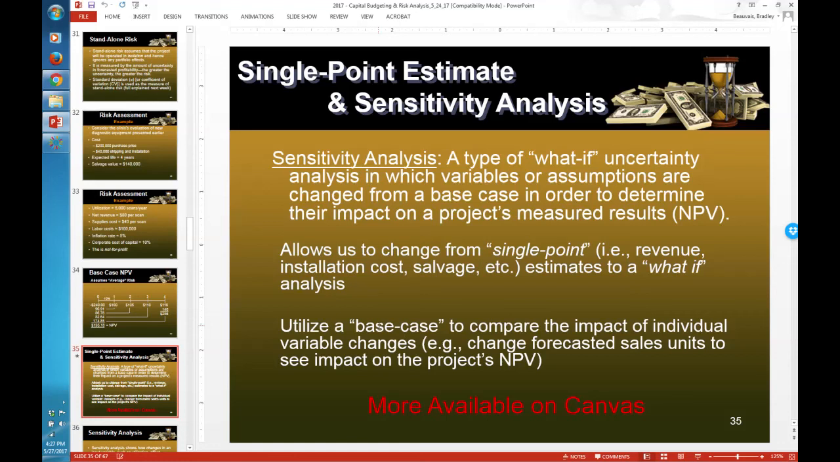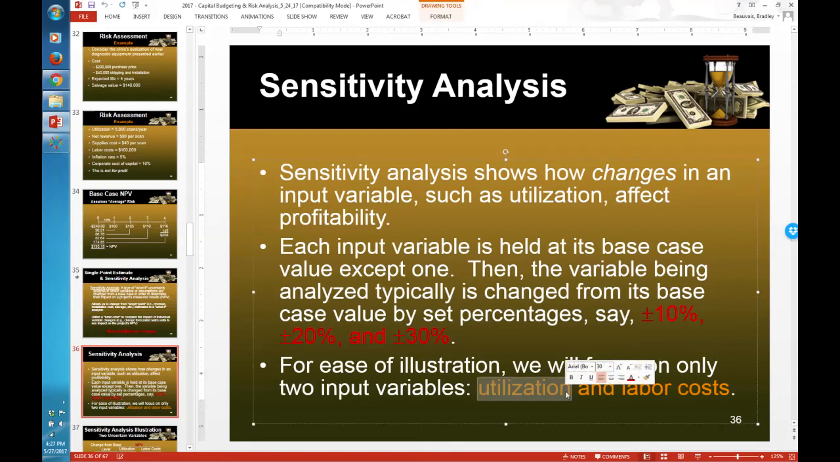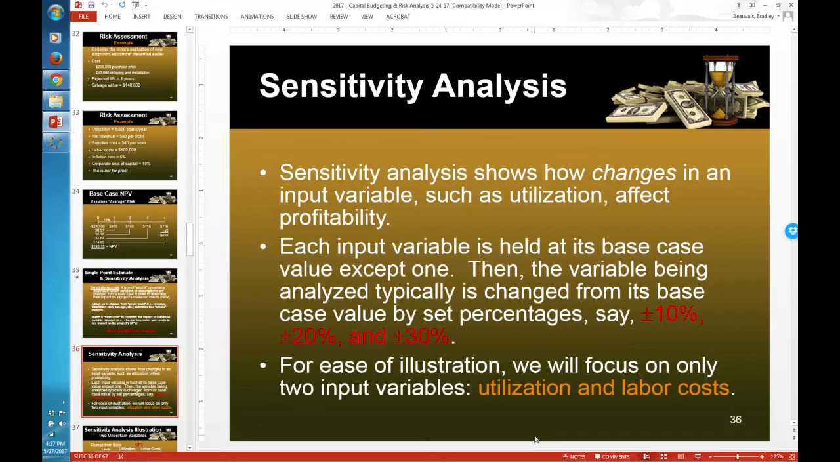Now what we can do is make single point adjustments using sensitivity analysis. So what does that look like? Well, all we'll do is take a single point. In this case, we're going to look at utilization or volume and labor costs in this project, and we're going to vary those input variables upwards and downwards 10, 20, and 30%.